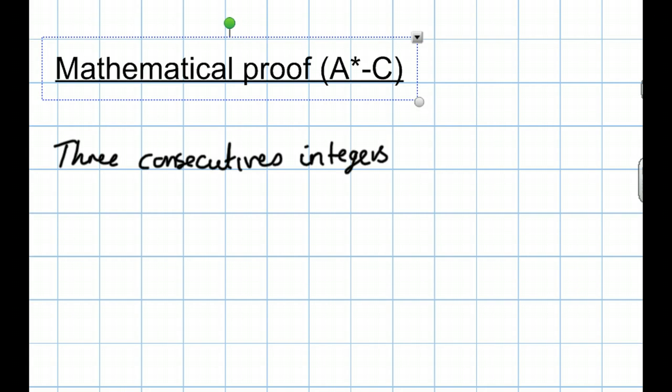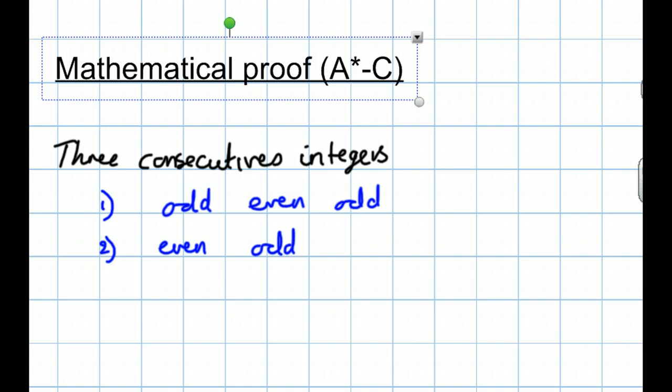At the most basic level, we can say that they are odd, even, or odd. That would be if our first integer was odd, and the second one would be even, and the third odd. Or, of course, I could have started with an even integer. Then the second one would be odd, and the third one would be even. What can we say about the product of those? That is, when we multiply them.